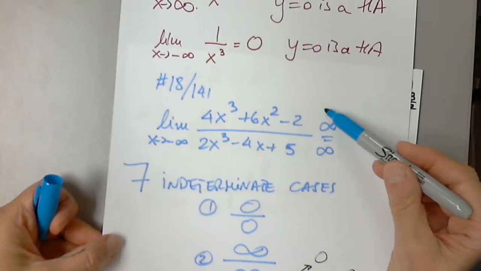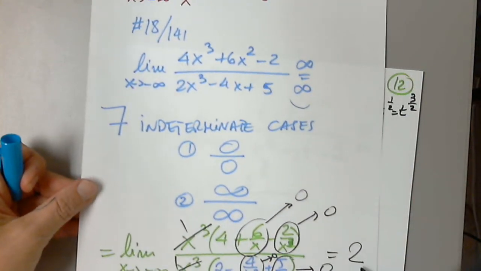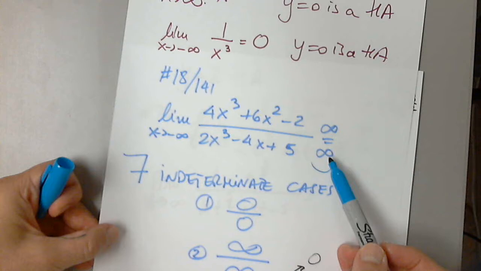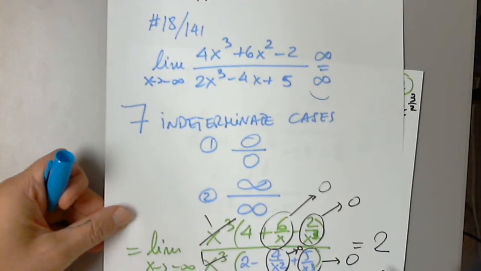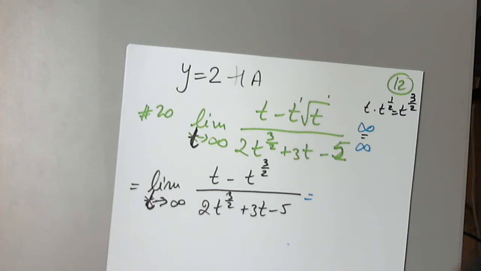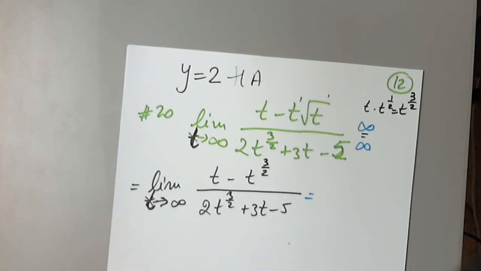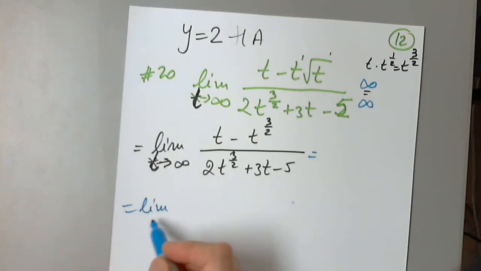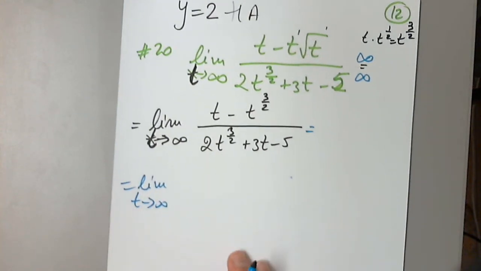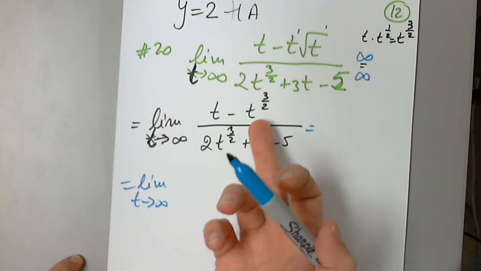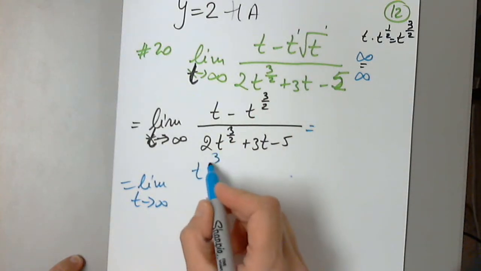And I think I made the point. We started with infinity over infinity, and we ended up with 2. So that's why this is called an indeterminate case. You never know what you come up with. Okay, so it's not an undefined case, it's an indeterminate case. So, of course, I will factor out what? I can't say the degree because they're not polynomials. But obviously the highest power is 3/2.